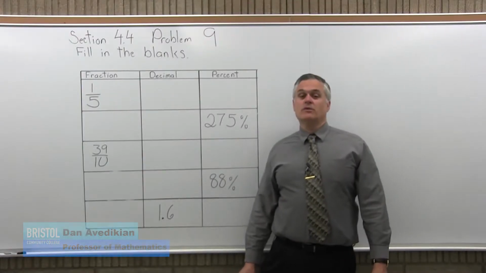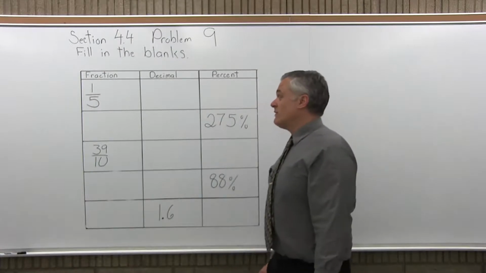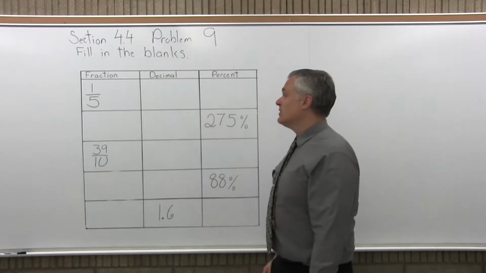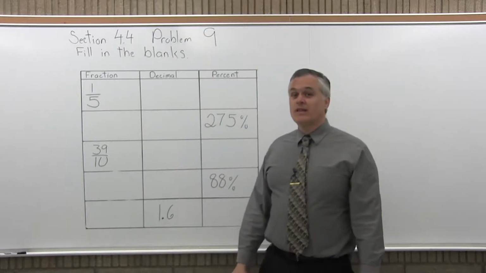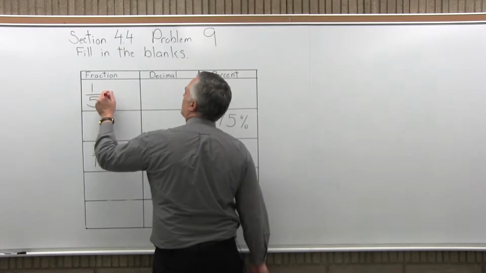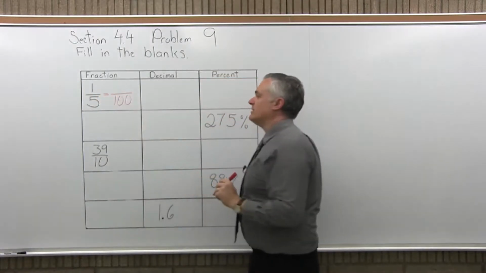This is Section 4.4, Problem 9. It says fill in the blanks. So in the top row, I have 1/5 as a fraction. I need to figure out what it is as a decimal and as a percent. So in its fraction form, what I like to do, if I can, is multiply the denominator times some value so that it becomes a 100. Now in this case, I can.